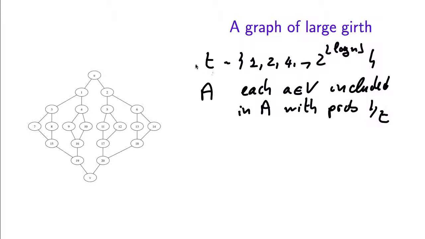So first we make a random choice of T to be between roughly 1 and n, but there are only log n possibilities. And then we pick A by selecting independently each element to be or not be in A, with the probability of being in A being 1 over T. That's the 2-step process by which the set A is sampled.